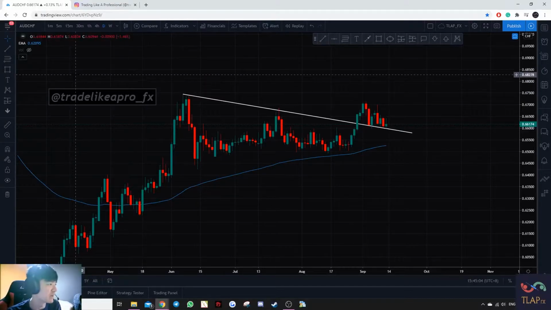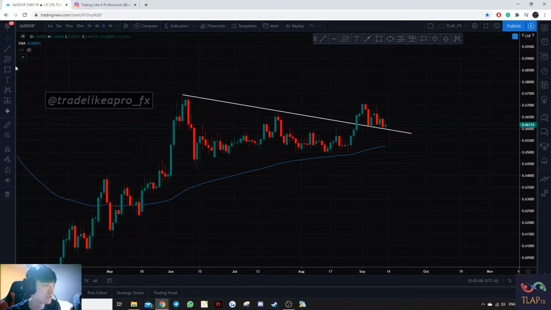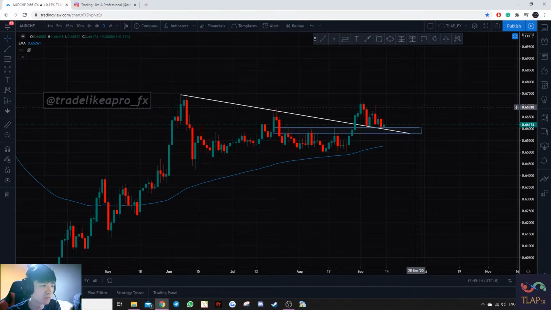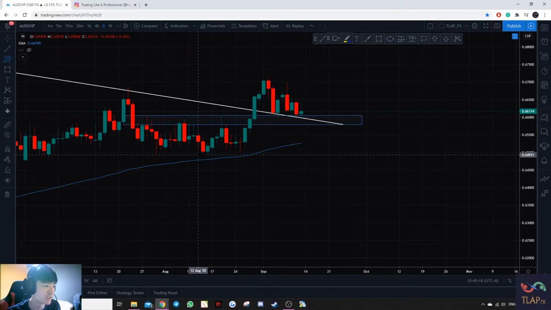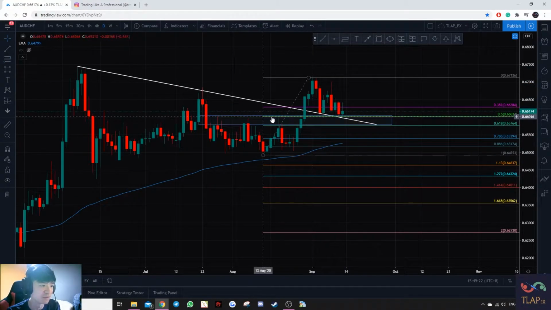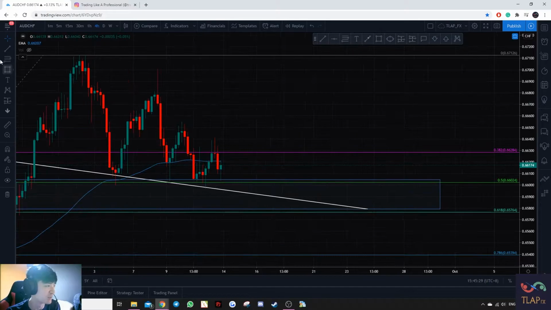So next we have the Aussie CHF. You can see that we have a descending trend line over here, and we also have a zone over here where prices have been rejecting. So if we use the Fibonacci retracement level, we can see that prices are rejecting the 50% Fibonacci retracement level. Dropping down to the lower time frame, we have a potential double bottom over here.